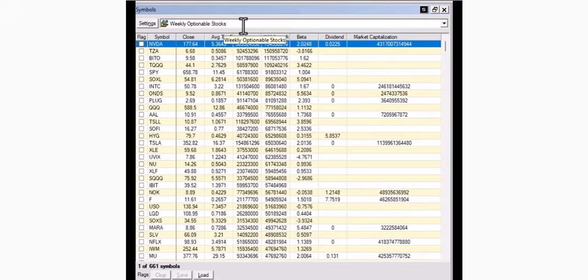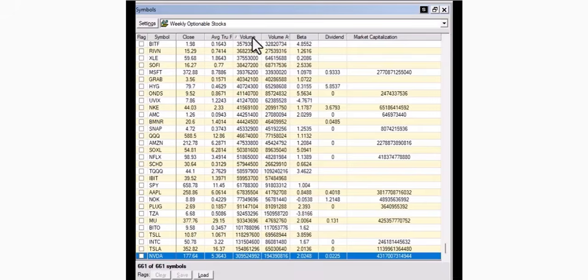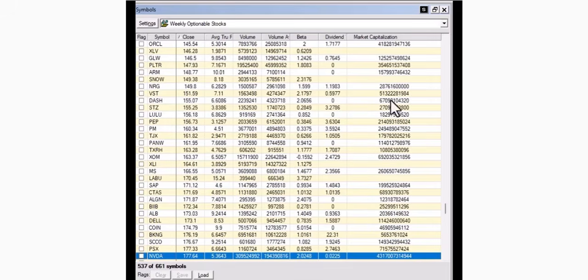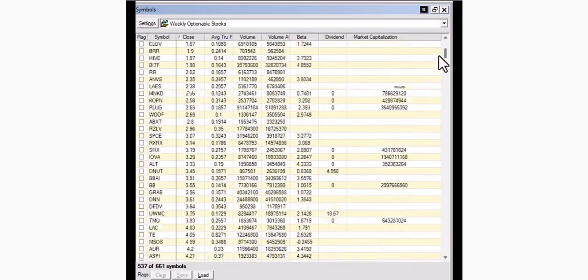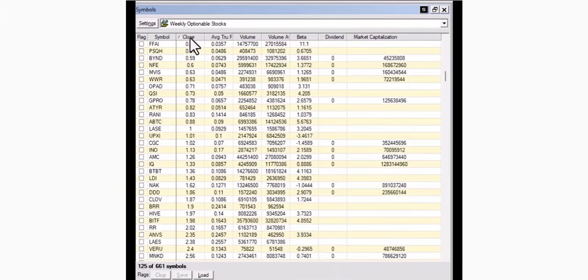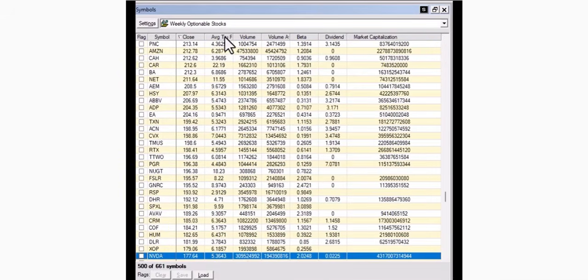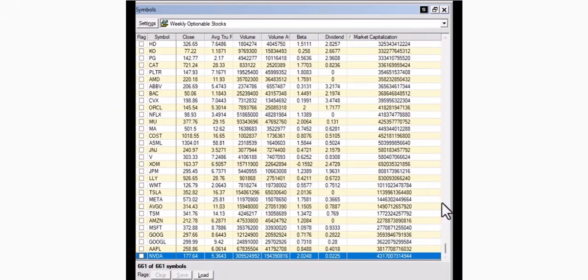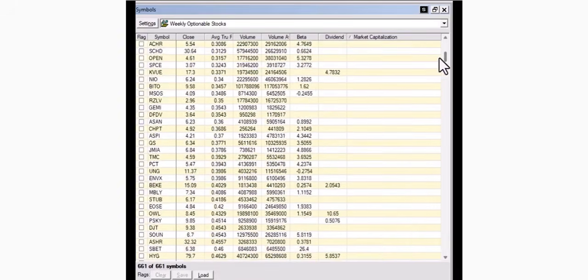Now, how do I rank the basket? Well, you can rank the basket on many different levels. For example, I usually set the basket to volume, where I want the highest volume stocks at the top. You could rank it based on closing price, starting with the highest or the lowest price stocks. Average true range is another one that I look at. Beta, that sort of thing, market capitalization. You can sort them any way you want.